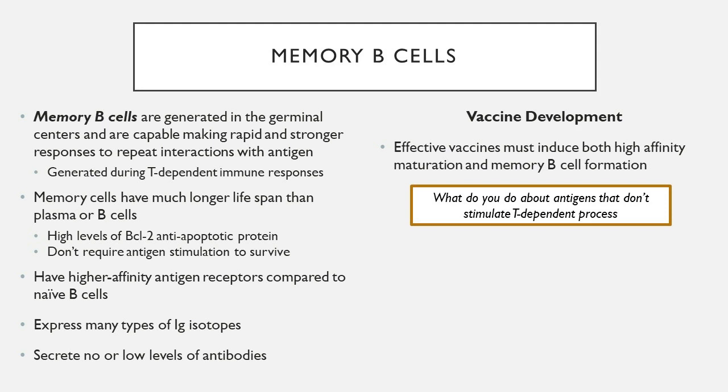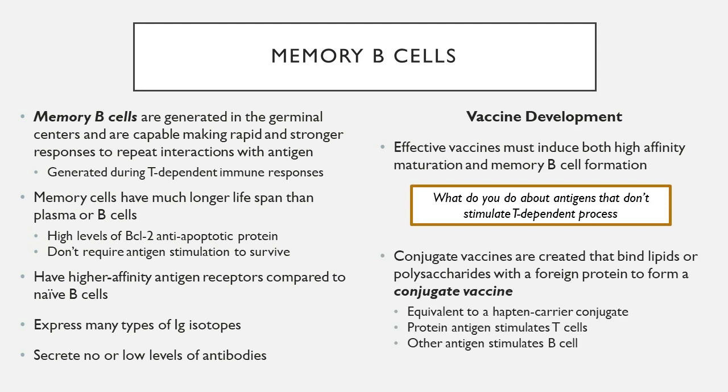Now, both traits of memory and high affinity maturation are highly desirable in the development of vaccines. Because both of these are dependent on T-dependent processes, the question remains, what do you do about antigens that don't stimulate T-dependent processes? What if they're from polysaccharides or from lipids? And this is where the concept of the hapten carrier effect and the conjugate vaccine comes into play. So in this case, scientists will take the characteristic antigen, be it a lipid or a polysaccharide, and conjugate it to a foreign protein to form this conjugate vaccine.